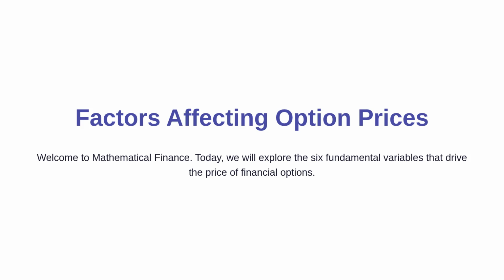Welcome to Mathematical Finance. Imagine you want to buy a ticket to a highly anticipated concert next month, and you find a special pass that gives you the right to buy the ticket for a fixed price of $50. If the band goes viral, that pass becomes incredibly valuable. This is exactly how financial options work in the stock market. And today, we will uncover the 6 mathematical factors that determine their exact price.